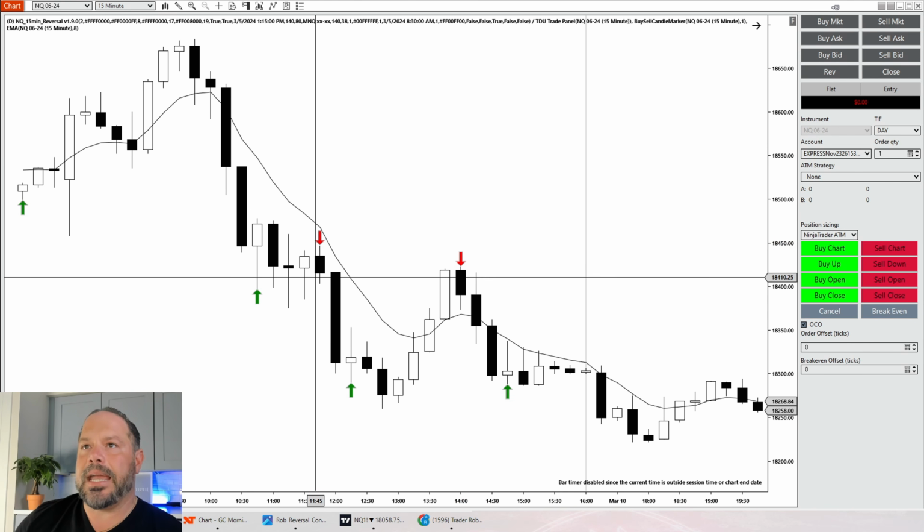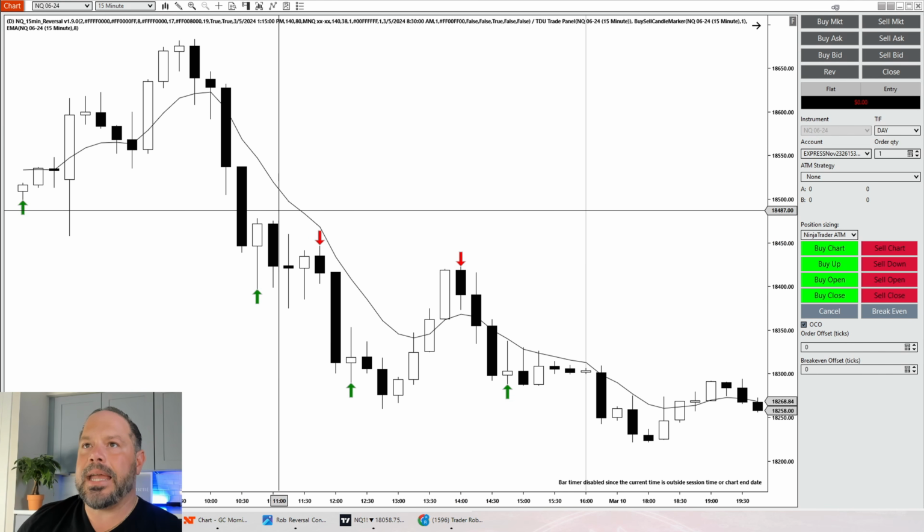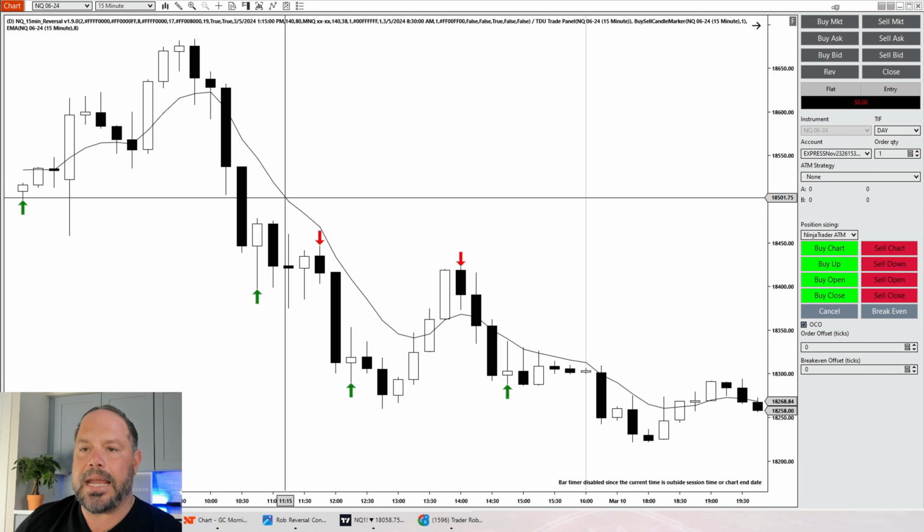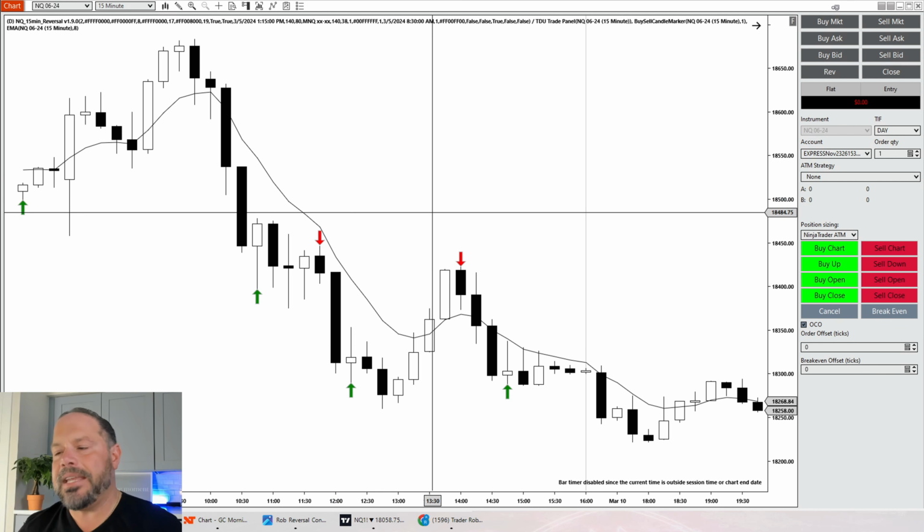Now, what you're looking at, first of all, the black line here is just an 8 EMA. Nothing special here, an 8 EMA. It is the only indicator, the only filter that I have for these trades. But it is so damn powerful. It is unbelievable how many bad trades it gets you out of and how many good trades it gets you into.